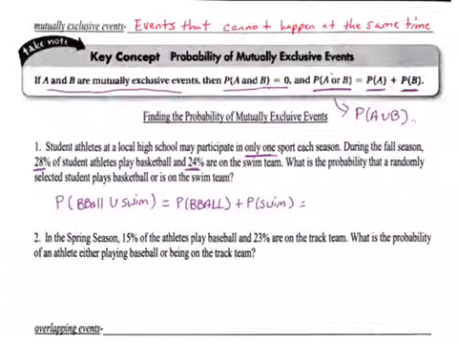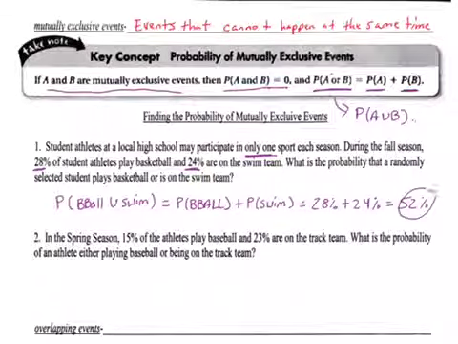In this case, that means we're going to take the 28% chance you have of playing basketball plus the 24% chance of the swim team choice, and you get a probability of 52% as the likelihood that either they play basketball or they're on the swim team. In the spring season, 15% of athletes play baseball, 23% are on the track team. What is the probability of an athlete either playing baseball or being on the track team?